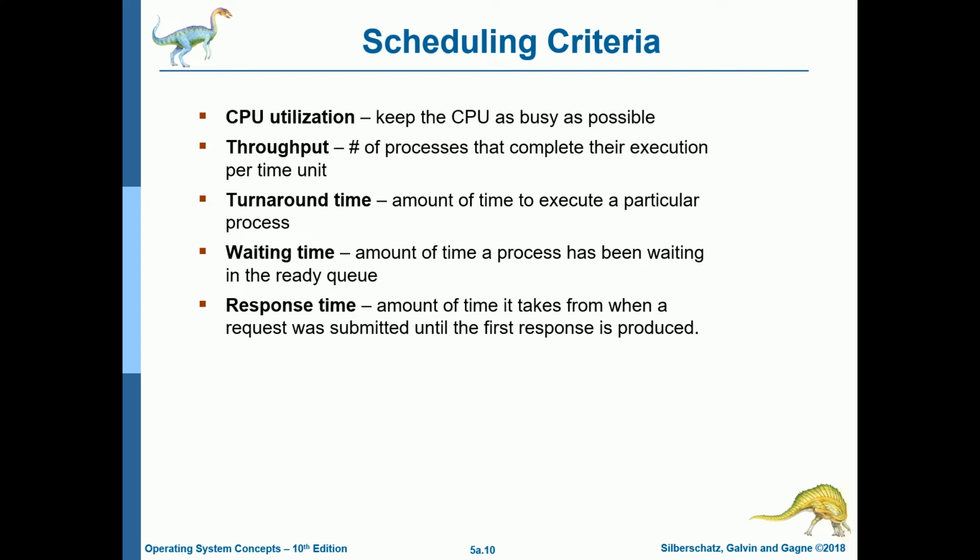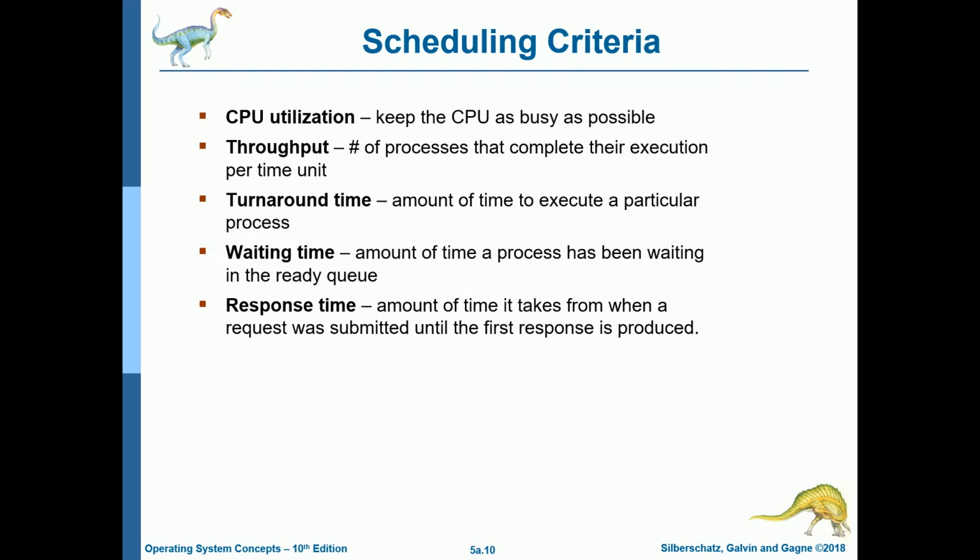Different CPU scheduling algorithms have different properties, and the choice of a particular algorithm may favor one class of processes over another. Many criteria have been suggested for comparing CPU scheduling algorithms. Which characteristics are used for comparison can make a substantial difference in which algorithm is judged to be best. These criteria include the following: CPU utilization.